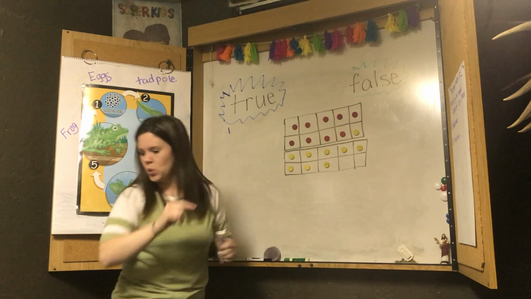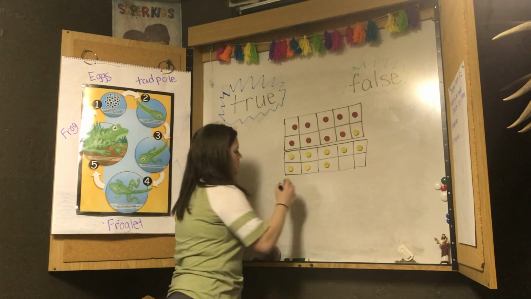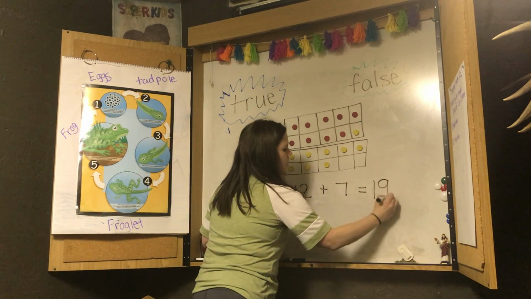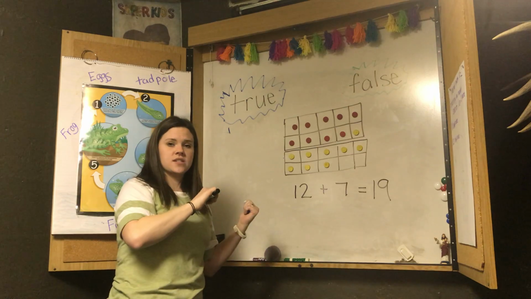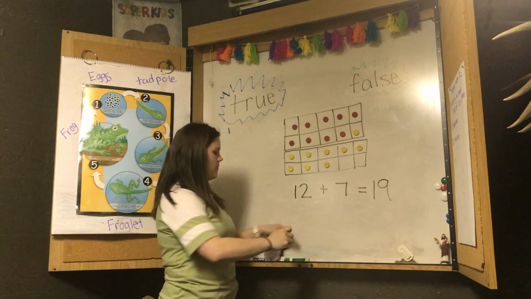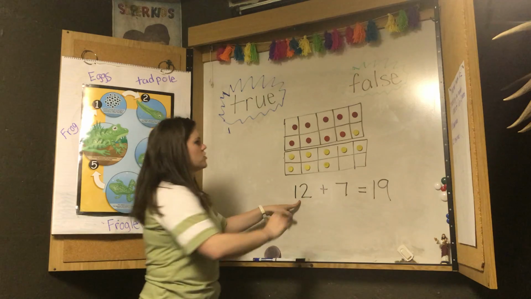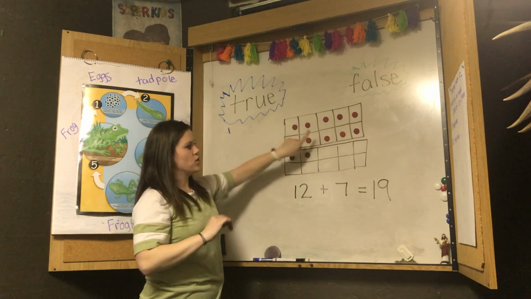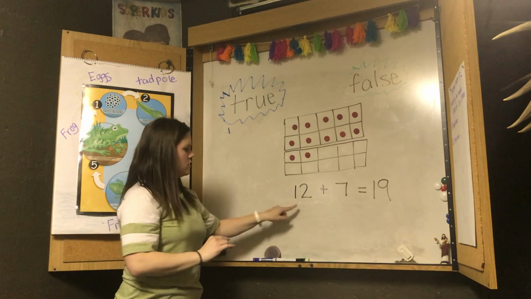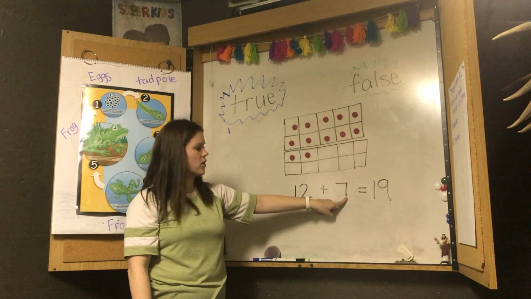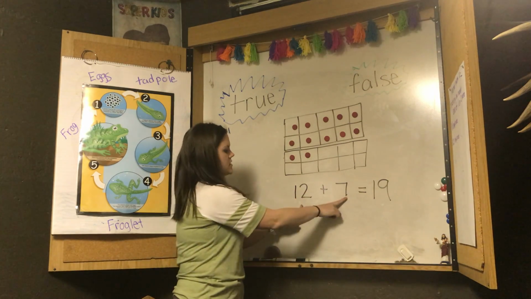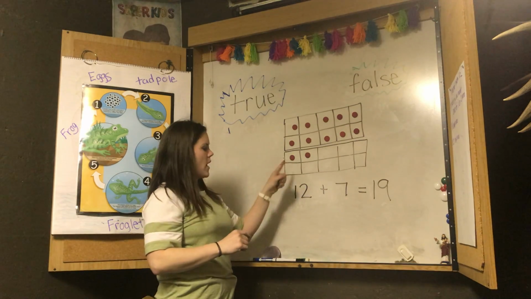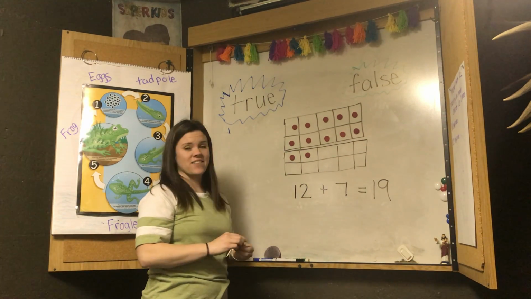Okay, number 2. 12 plus 7 equals 19. So we just did a subtraction equation. Now we're doing an addition equation. So we want to start with 12 reds. I'm going to make 12, right? I have a full 10 frame and 2 more. That's my part. I'm going to add another part to see if this is the same as that, to see if this is equal to that. 12 plus 7. I'm going to have 7 yellows.